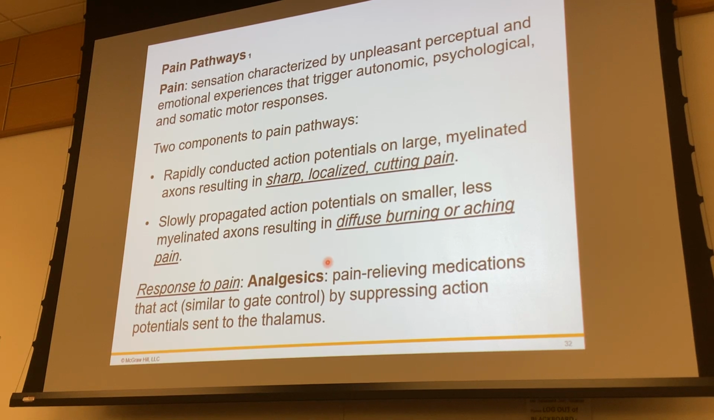And one of the things that they do is they send signals to the thalamus here, and they suppress action potentials within the thalamus. So the sensory structure is still sending signals, but the thalamus is not responding to those signals. The thalamus is not saying, your body is in pain at this joint or this point in your body. This pain relieving structure is called analgesia.